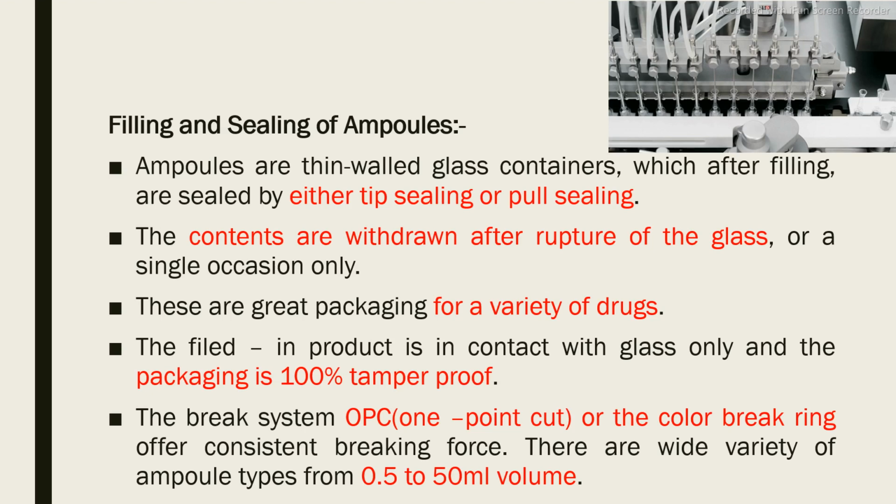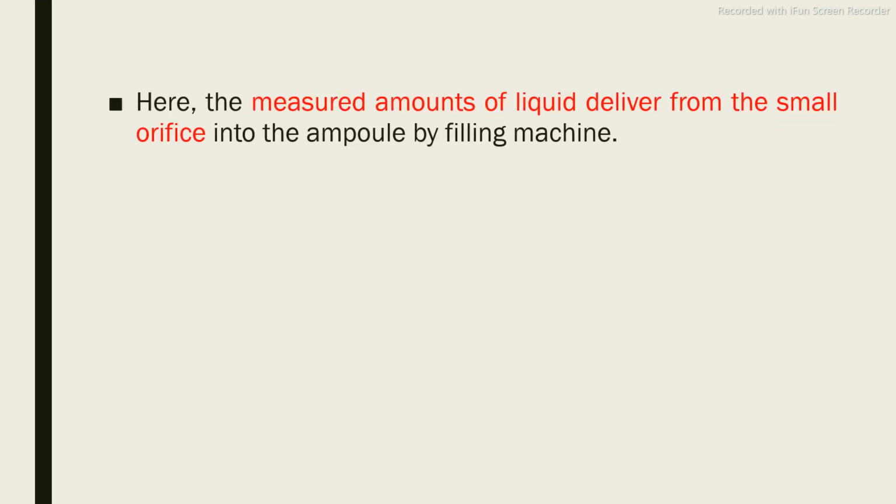So why is it provided with less thickness? Because this point is easy to break, and that's why this type of color ring, meaning one point cut, is provided on the ampoules. These ampoules are available in sizes of about 0.5 to 50 ml. Here the major amount of liquid is delivered from the small orifice into the ampoules by the filling machine.